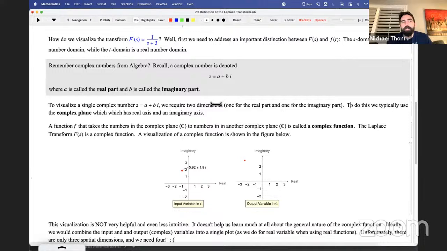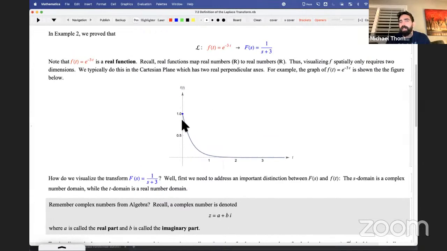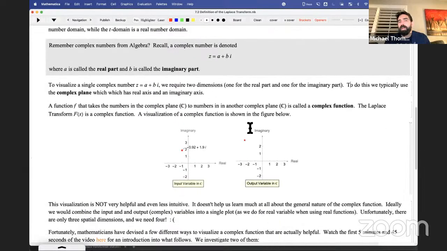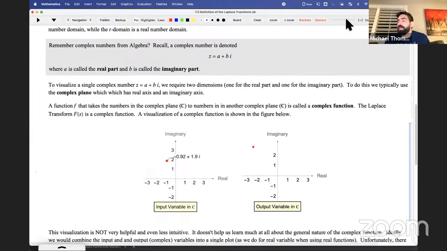Now here's the thing though, if you have a function that takes a complex number to a complex number, you need one plane for the input, and then you need one plane for the output. So we've got two dimensions for the input, and two dimensions for the output. That's a total of 4 dimensions. So for us to try and combine that into a single graph like we did up here, it's impossible, because a real to a real is only 2 dimensions, but a complex to a complex requires 4 dimensions.